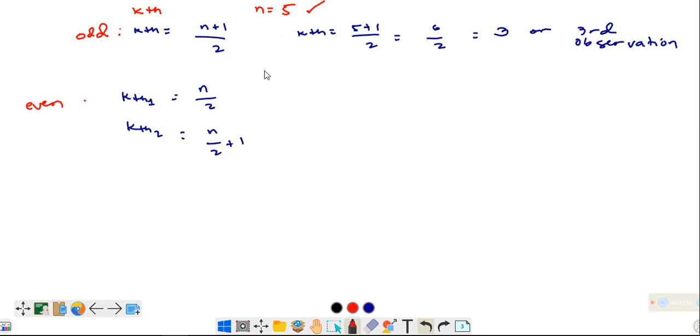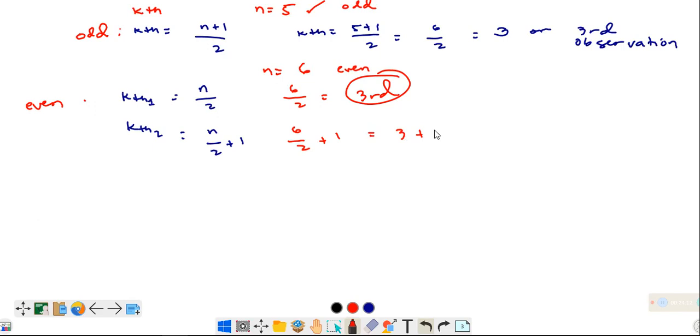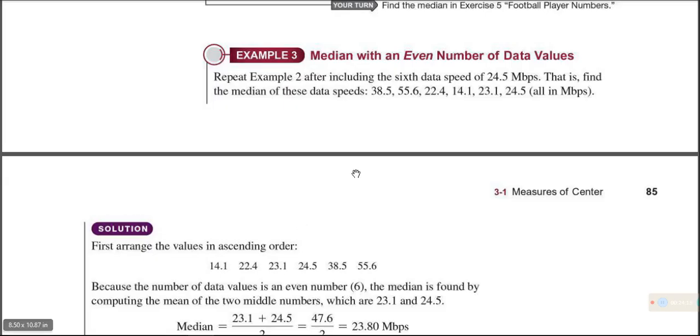Itong bagong example natin, meron tayong 6, which is even. Diba? So, meron kang 6, 6 divided by 2. You are actually looking for the third observation. And aside from that, you have 6 over 2 plus 1, or the 3 plus 1, the fourth observation. So, pangatlo at pang-apat ang hinahanap natin dito sa ating set of values. So, 1, 2, 3, 4, 5, 6. 1, 2, 3, 23.1. Fourth is 24.5.